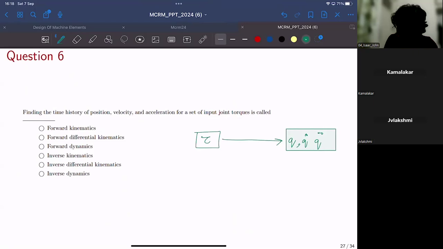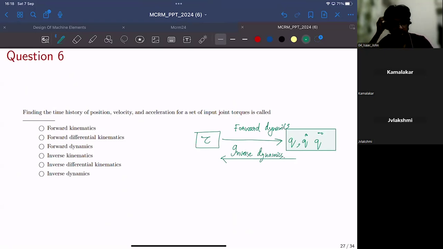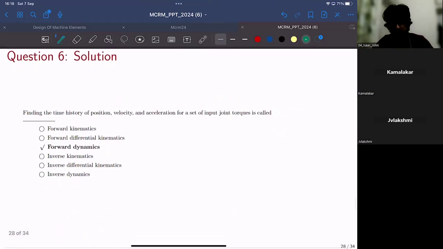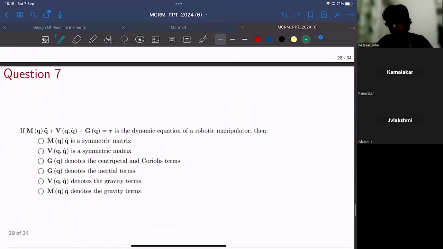So for a given torque, the problem of finding the trajectory is forward dynamics. And for a given trajectory, finding out the joint torque is inverse dynamics. I hope it's fairly straightforward. So in that regard, the correct answer is option C, forward dynamics. It's indeed option C.